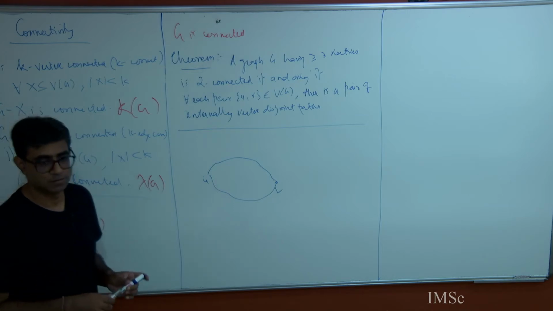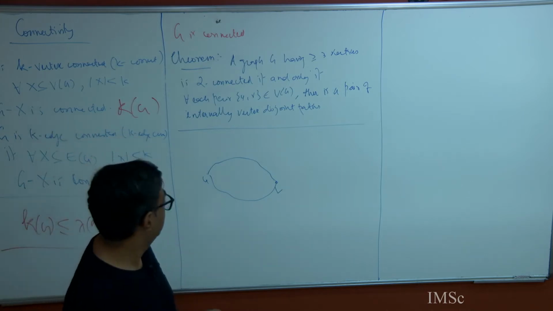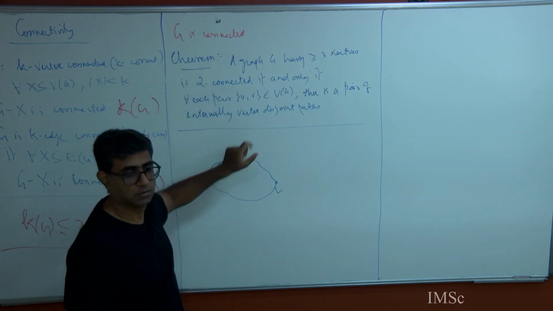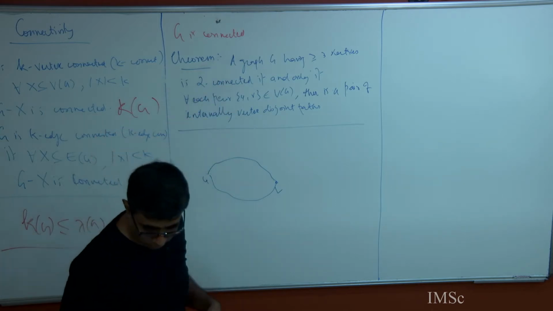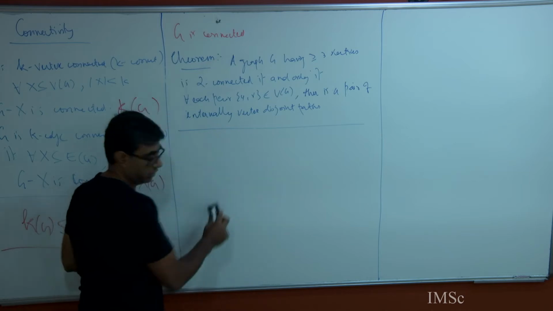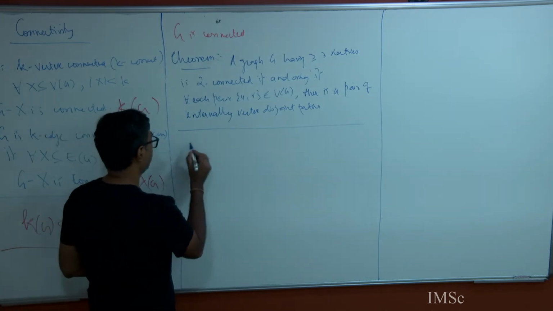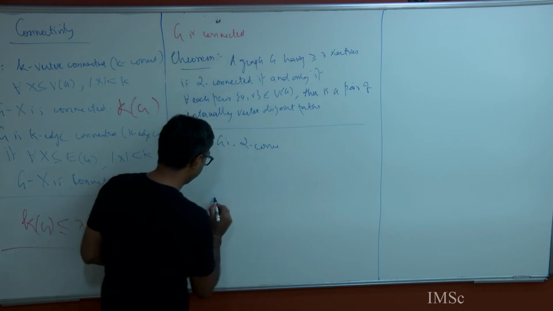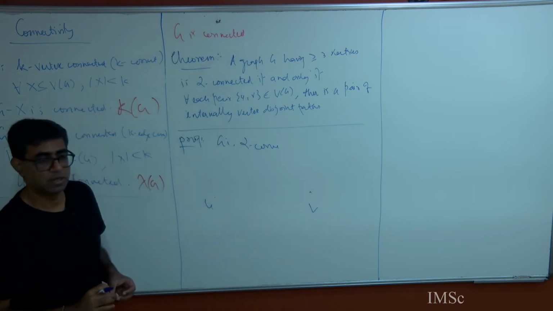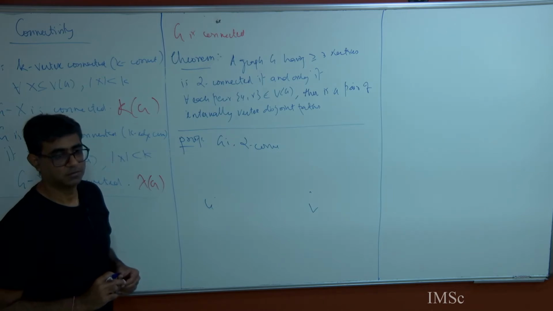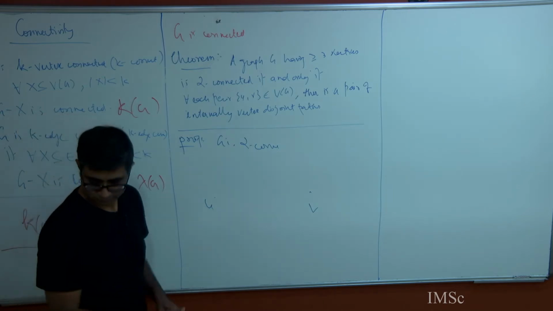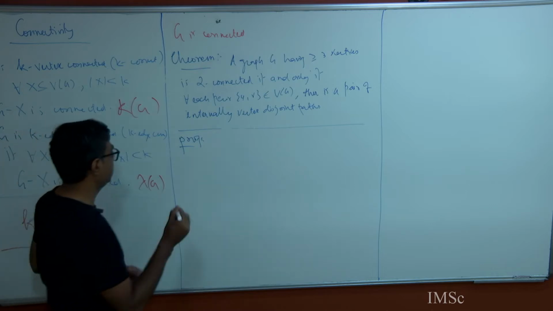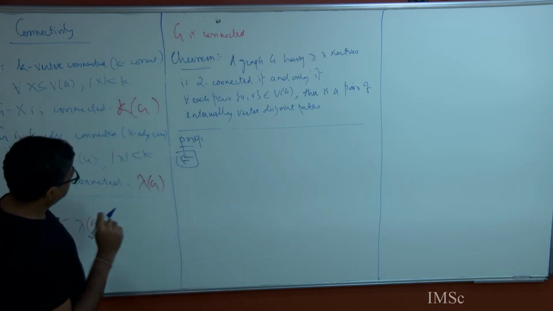One direction is obvious. What is obvious is that the graph G is two connected, and now I give you a pair of vertices u, v, and you have to show me two internally vertex disjoint paths.